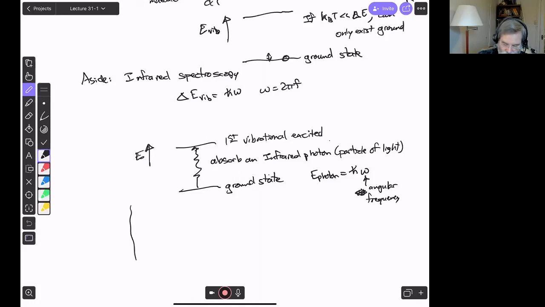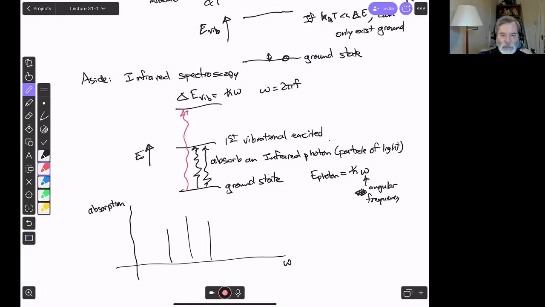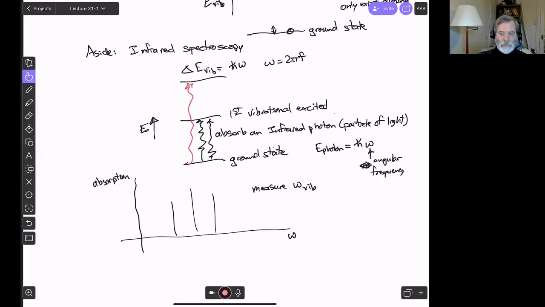So if you plot the spectrum of the amount of light that's absorbed as a function of its angular frequency, you will find these peaks that correspond to promoting from the ground state up to the first vibrational excited level, or from the ground state up to the second vibrational excited level. So you can use these to measure the omega, the angular frequency associated with that vibration, and that in turn gives you information about the molecule, about the atoms that make it up and how those atoms are distributed in space.